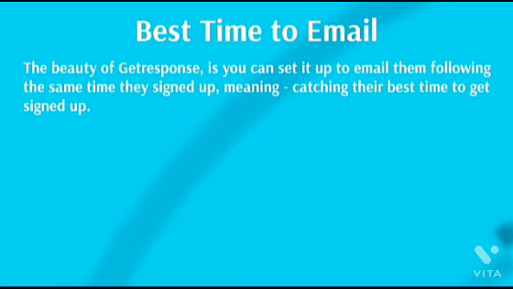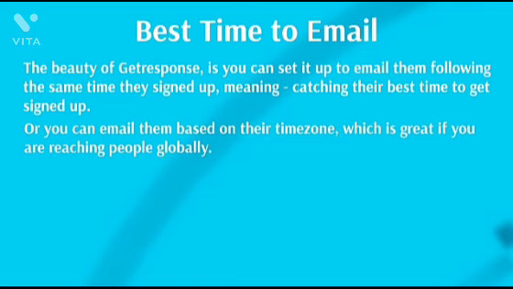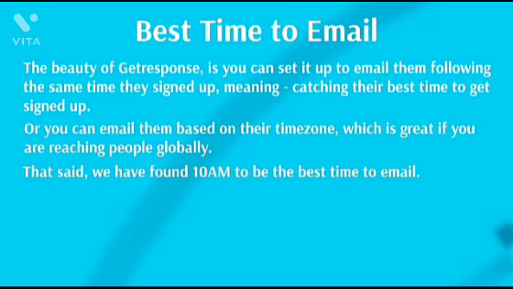Now, the only time that you would want to do that is, let's say, for example, that you're a local business, or you know that your audience is not going to be available during Saturday and Sunday. So that's why it's crucial to understand when your prospect is actually near the email, they're near their desktop, they're awake, they're not working, and all of that. And like I said, you can email them based on time zone, which is great if you are reaching people globally.